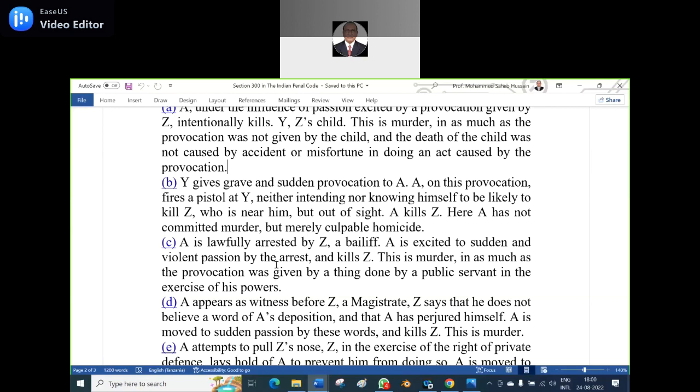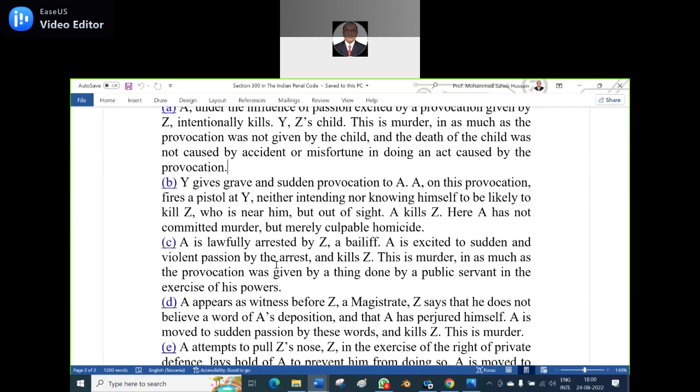But A wanted to kill B because B provoked him. But consequently, whom did he kill? C. Where is C? Behind B. How did B do it? He lowered his head or squatted, and the bullet hit C. A did not notice it. In that instance, it is culpable homicide not amounting to murder.